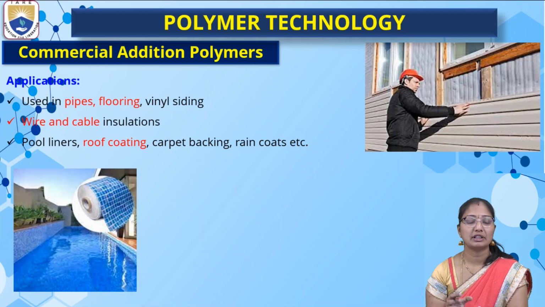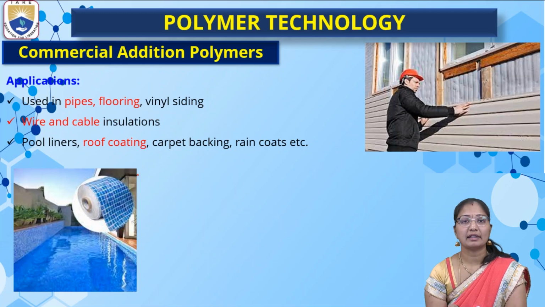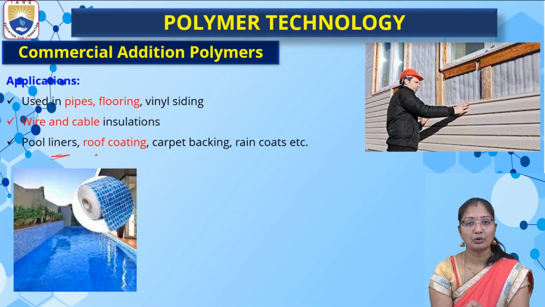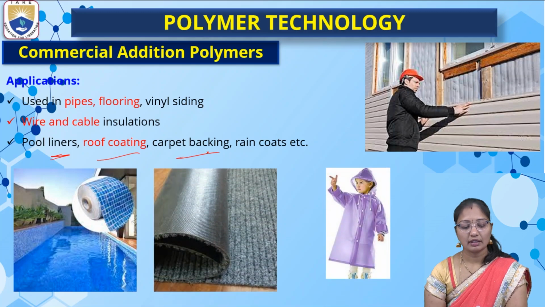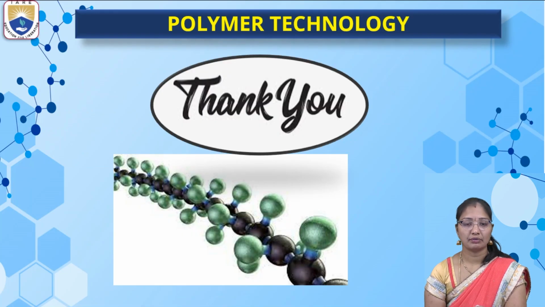It is used in pipelines, pool liners, roof coating and carpet backing, because stagnant water may react with the chemicals present. So it is used in swimming pool liners, roof coating, carpet backing and raincoats. So PVC is used widely.